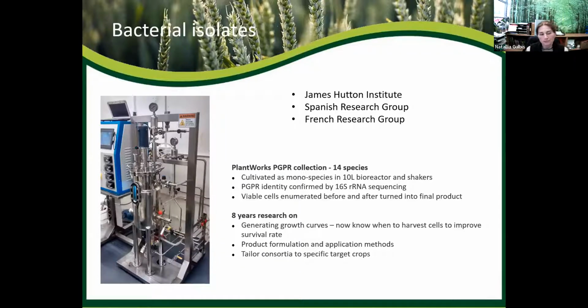Another biostimulant we have, which is probably more suitable and interesting, and there was also lots of talk about it, is plant growth promoting rhizobacteria.